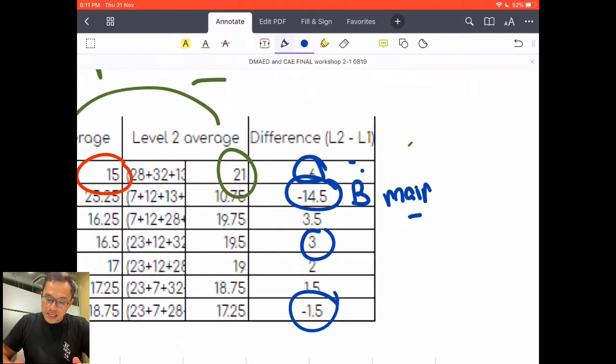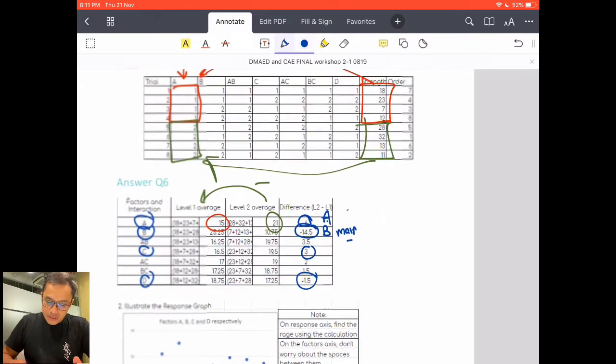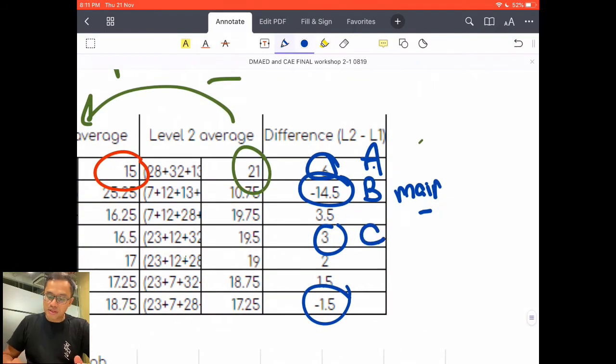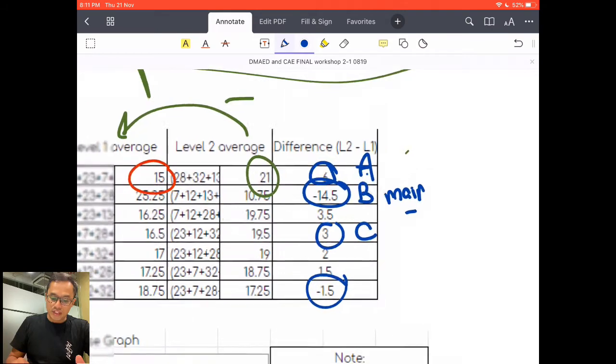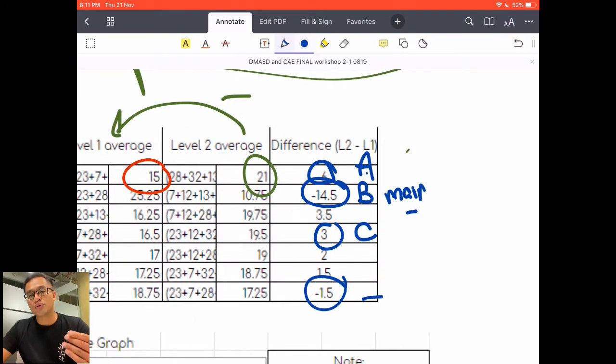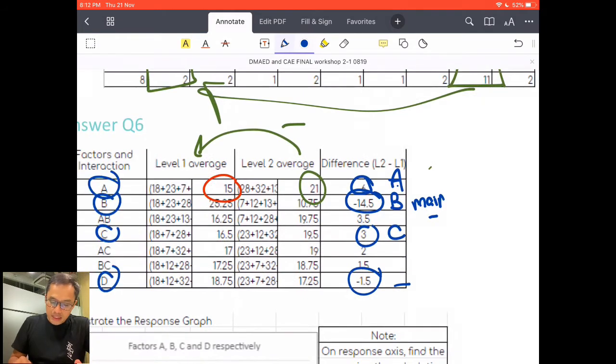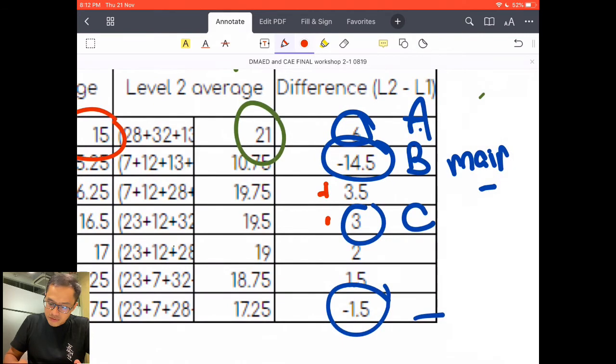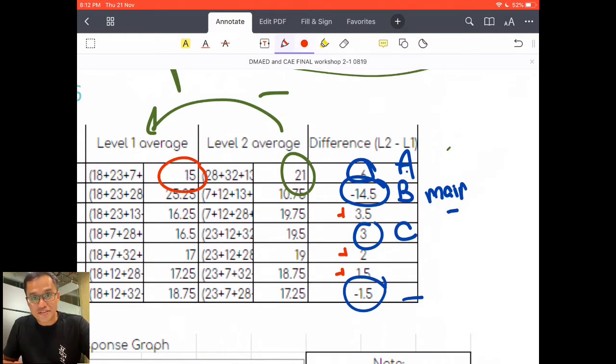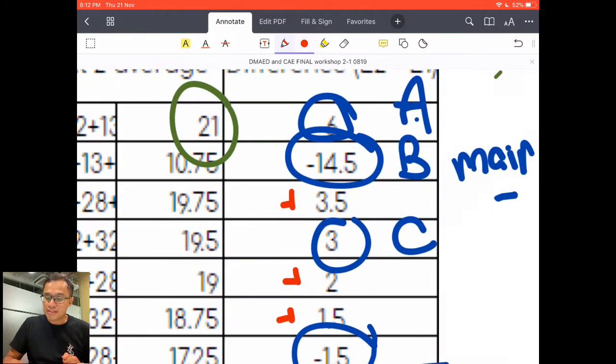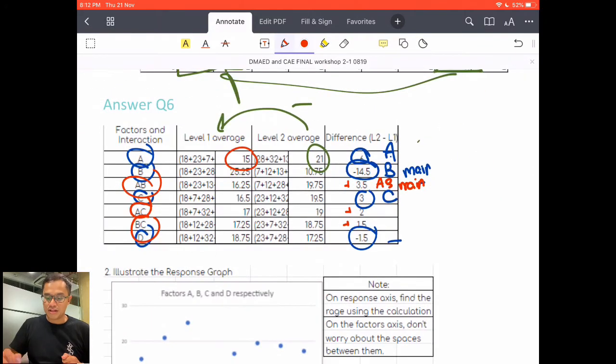But as you can see, A is positive, and C is also positive. That means you can go higher for A and C. For D, it is negative, which means you must not go higher. For the interactions AB, AC, and BC, all of them are positive values. That means all interactions have positive output in terms of their own entity. So which one is your main interaction? AB is your main interaction. From here, you can draw the response graph.